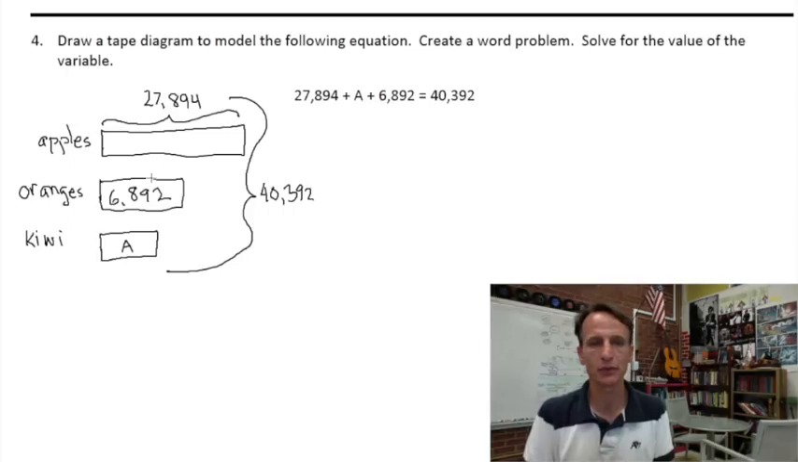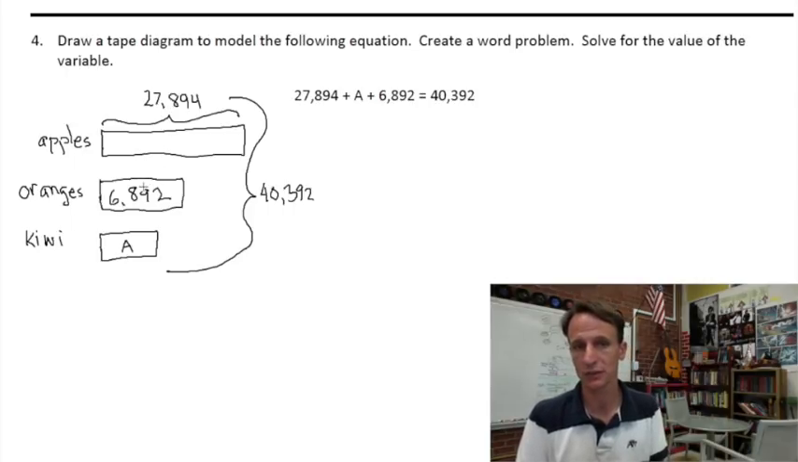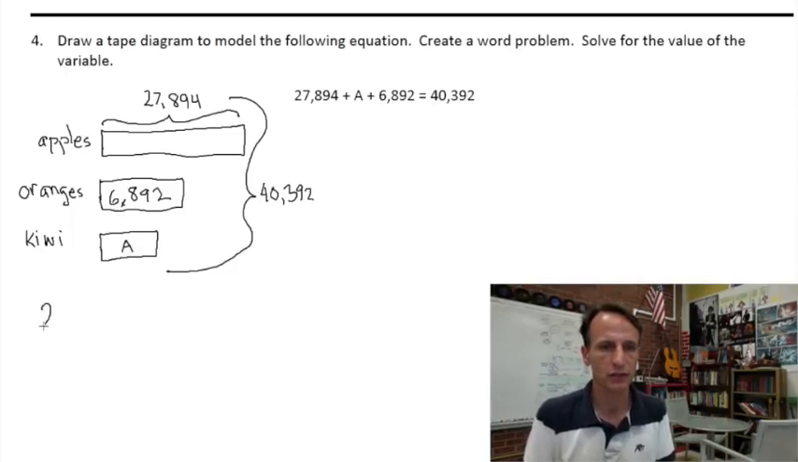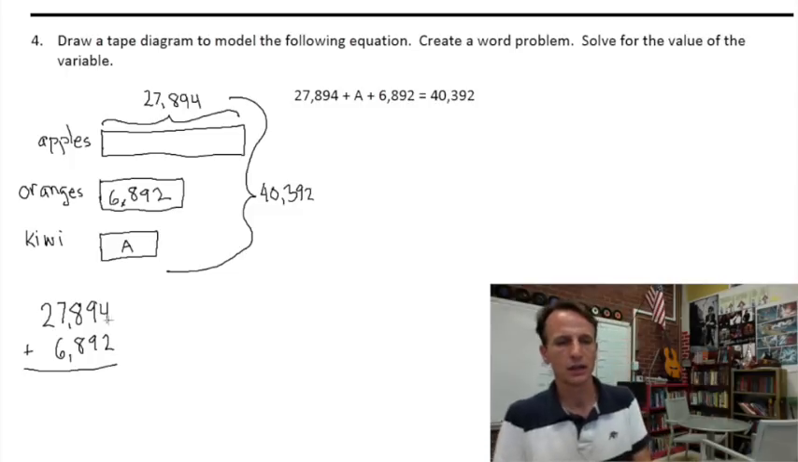We know if we put apples and oranges together, as we did in our estimate, and then subtract that from the grand total, that will give us the missing number, the kiwi, okay? I'll make that look more like a comma, less like a decimal. Okay, so I like to put the larger number on top, so 27,894 apples and 6,892 oranges.